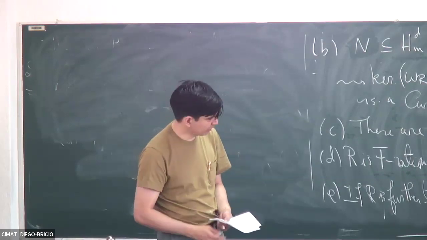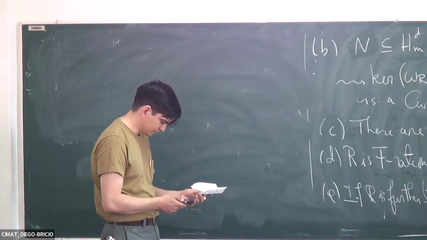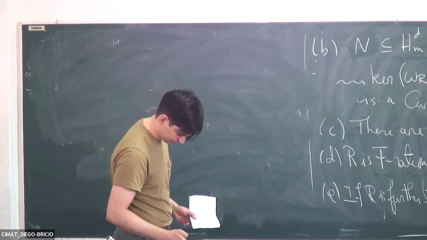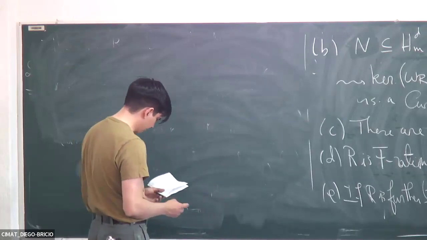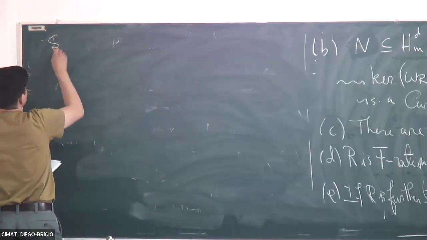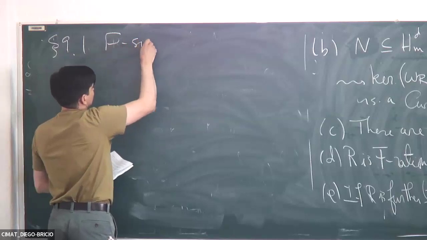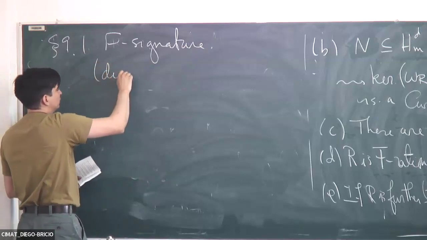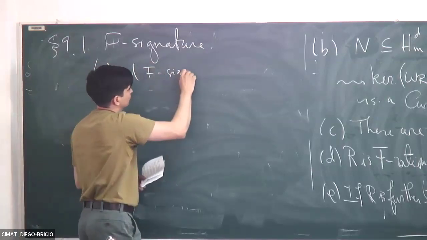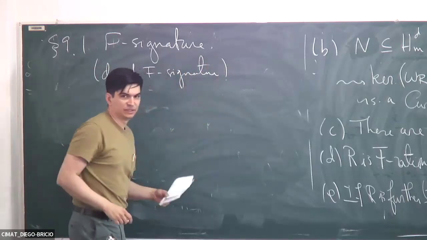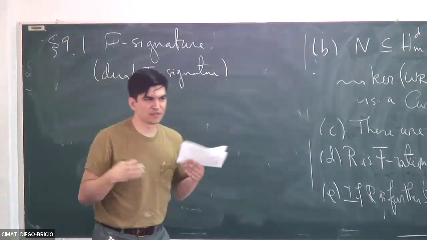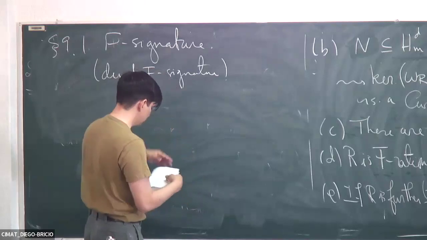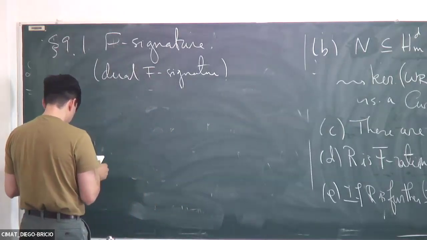So the F-signature is this pretty thing. Section 9.1, signature. By the way, there is something called dual signature, which would be the F-signature of the canonical module, and therefore it measures F-rationality. F-signature measures F-regularity. But the dual signature is a much more difficult object, so we won't get into that.